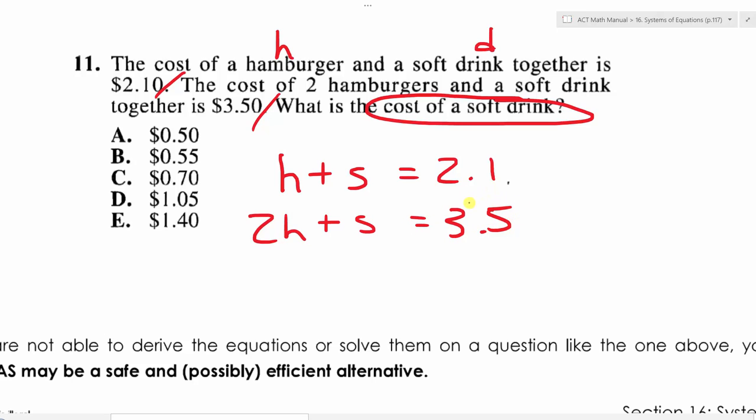Now, from this point, I could use the polynomial simultaneous equation solver. I could graph these as y equals mx plus b, but I think the easiest way by far is to do elimination here. So there's a couple ways we could go. I'm going to actually multiply this first equation by 2. And the reason I'm going to do that is I want to get rid of the H's. They want soft drink.